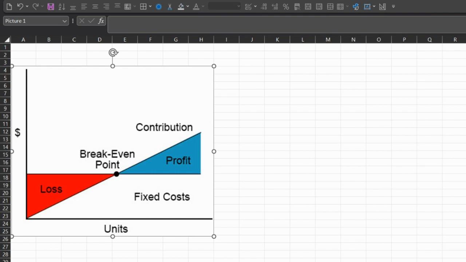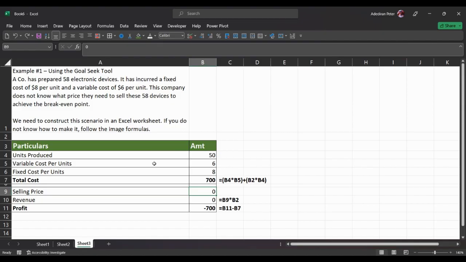So break-even is when revenue minus total cost equals zero. The calculation for the break-even point is different from industry to industry. For example, if the company is a product selling company, we will consider the number of units sold. On the other hand, if the company is a service based company, it will be a different strategy. Now we're going to be using Goal Seek to achieve our break-even analysis in Excel.